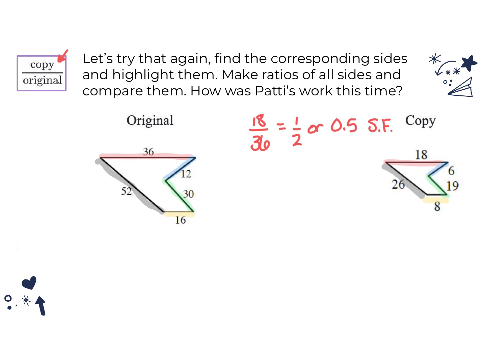So let's go ahead and take a peek at the blue side. So again, we want 6 over 12. That reduces to a fraction of 1/2 or 0.5 for our scale factor. So far, so good, Patty. Let's move on to green. We have 19 over 30.